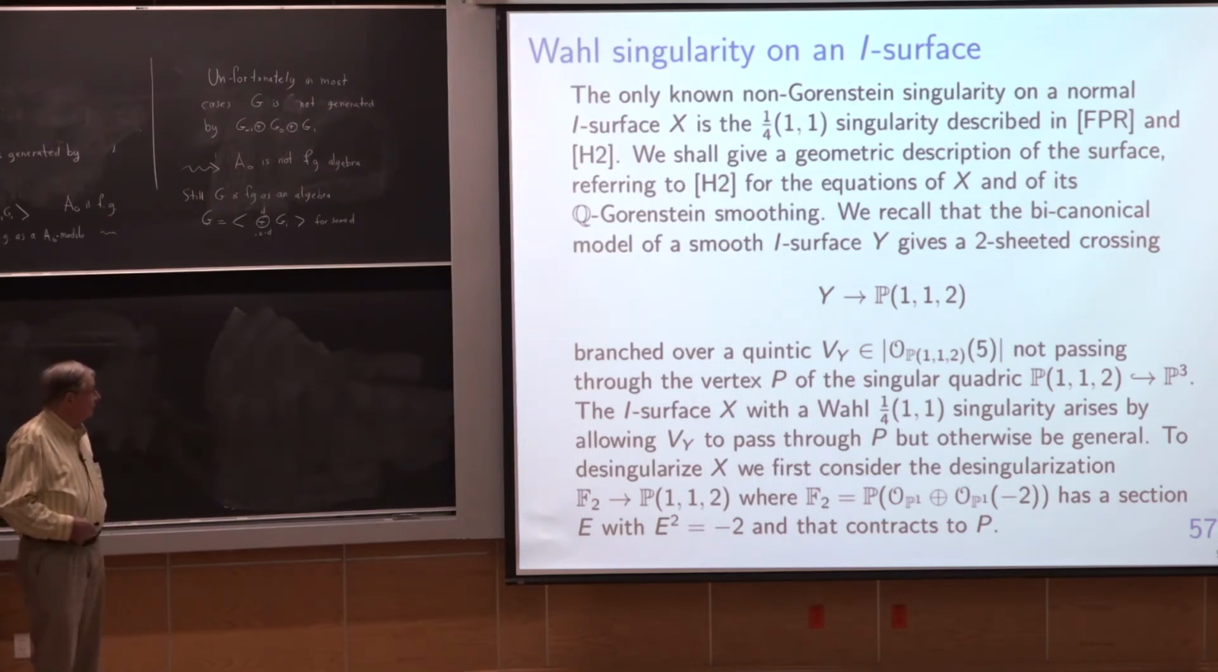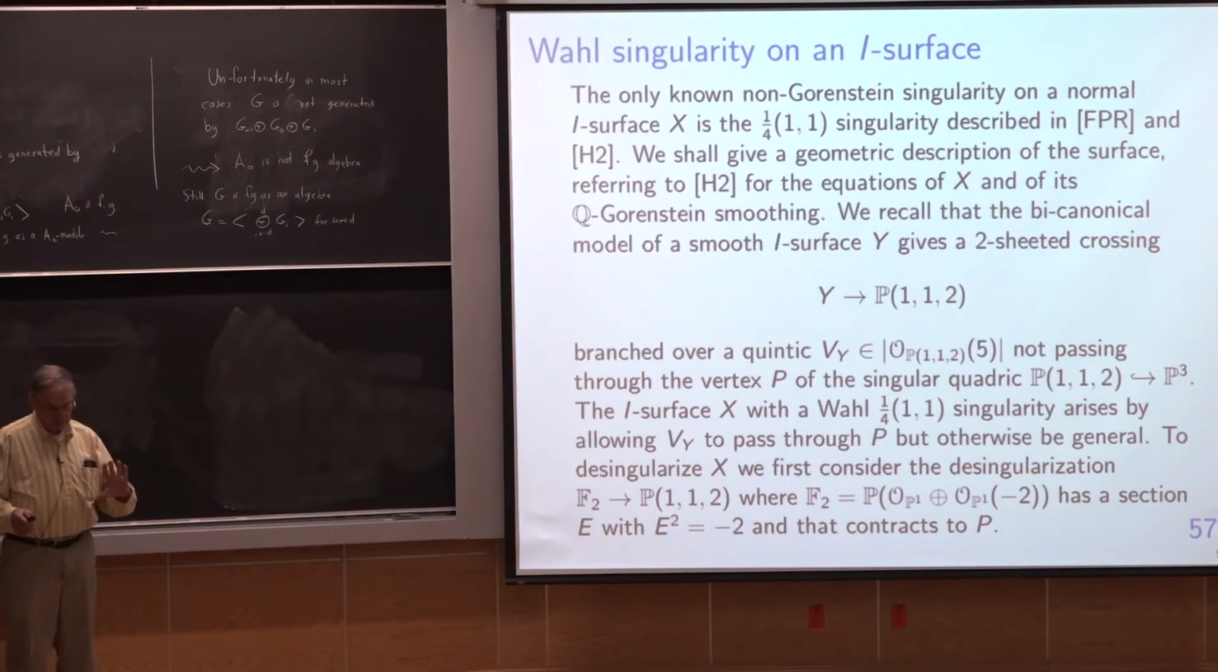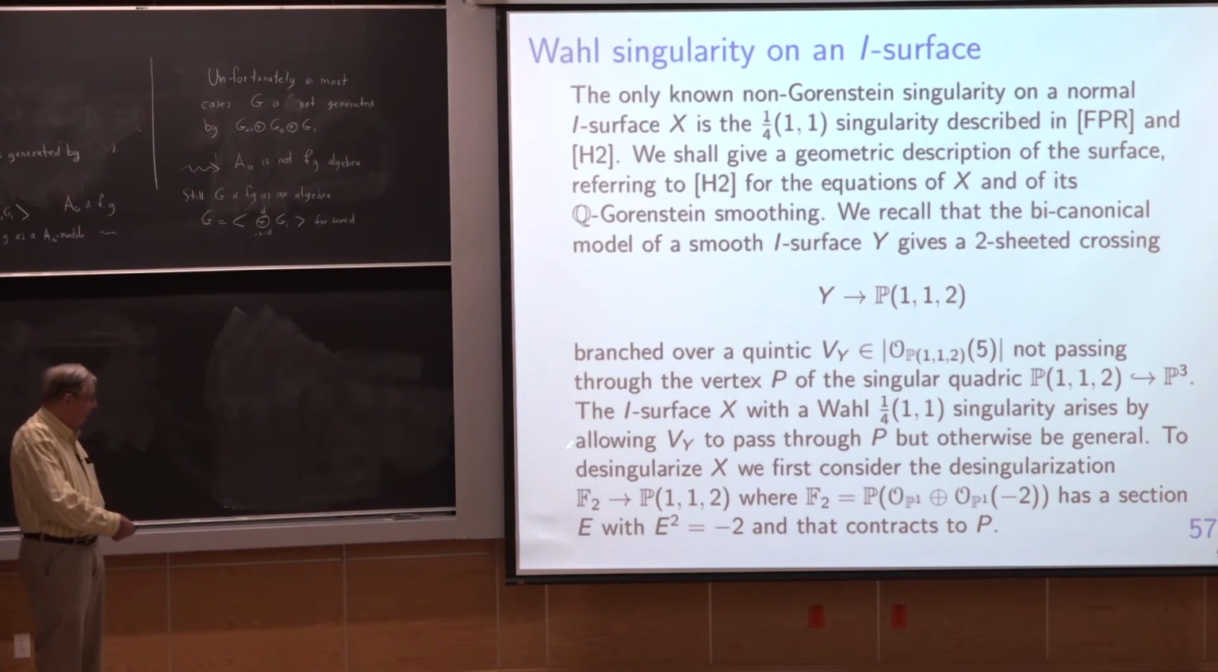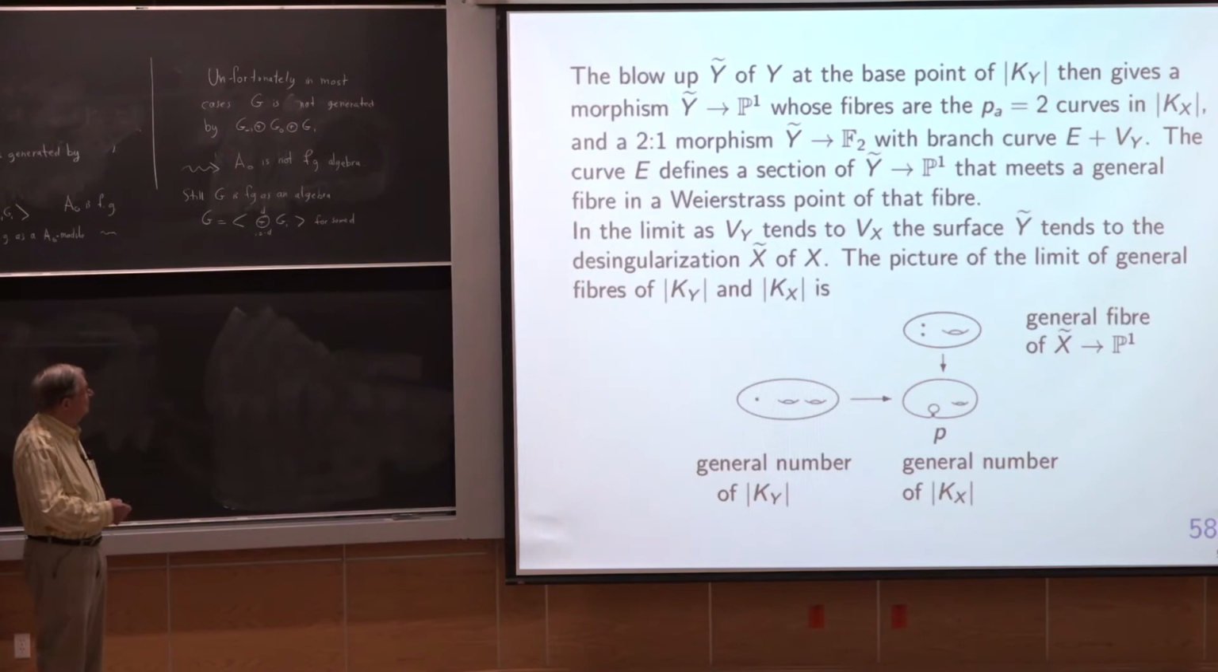So the way geometrically this happens, if you remember that this surface arose as a 2-to-1 covering of the cone, branched on a quintic and the vertex. That's the smooth one. As the quintic moves into the vertex transversely, that's when the surface acquires a wall singularity. And one can describe how you desingularize the thing. So the blow up at a base point gives you a morphism, and so on.